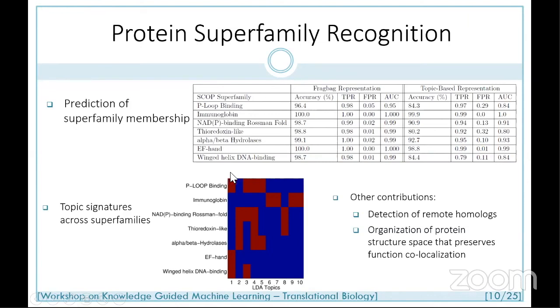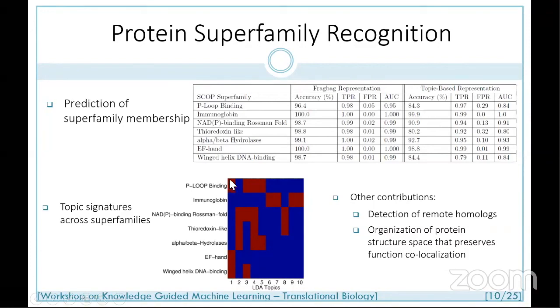So we would see where the topic is more prevalent across the different superfamilies. And here, this is basically a heat map. Red means more prevalent, blue is less prevalent. I don't think the contrast is showing very well.